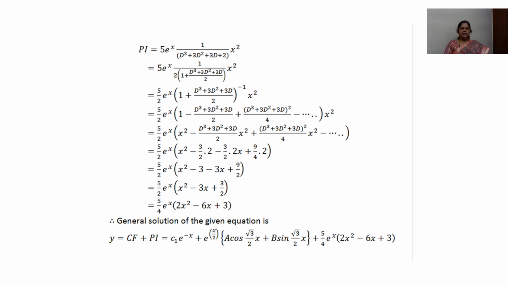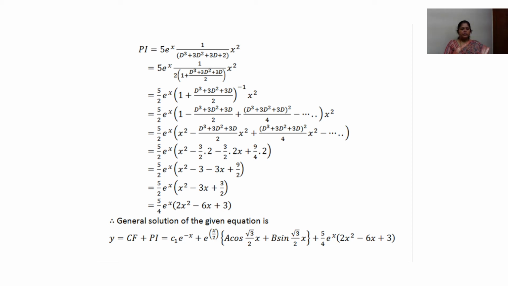3d whole square means it becomes 9d square by 4. So 9 by 4 into d square of x square. d square of x square means we have to differentiate x square 2 times, so we'll get only 2 for that. If you simplify all this, we'll get 5 by 2 into e to the power x into x square minus 3x plus 3 by 2.